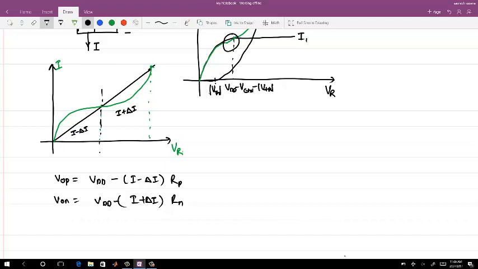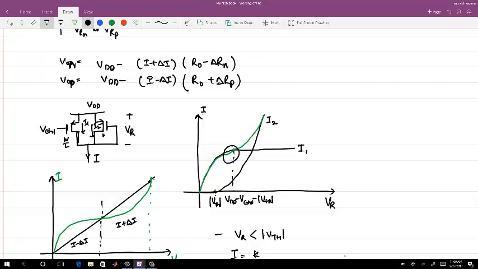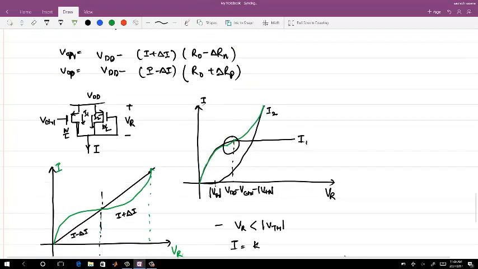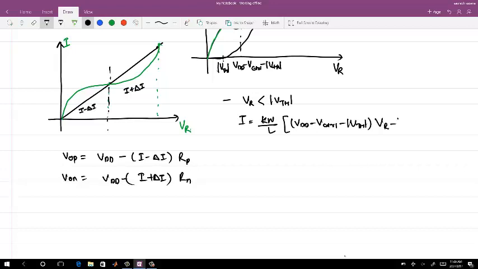Okay, so there are three regions. First, when your VR is less than mod VTH, at that time total I is, and both these MOSFETs are of equal sizes, W by L and W by L. This is called the Maniatis cell, and I equals Kw by L into VDD minus V control minus mod VTH times VR minus VR square by 2. Okay, this is the first region.